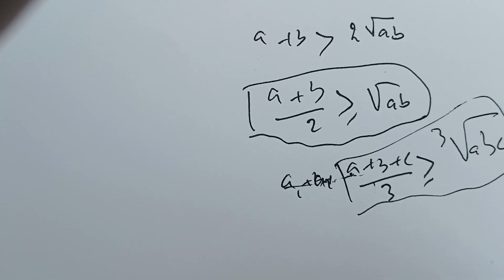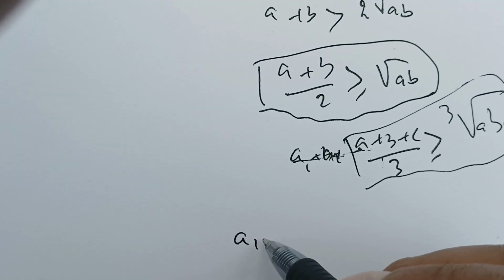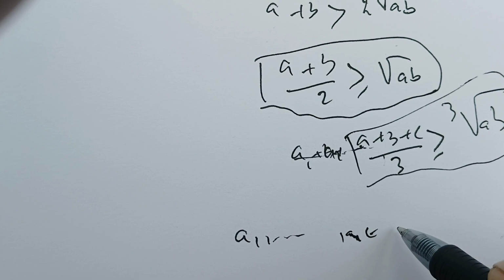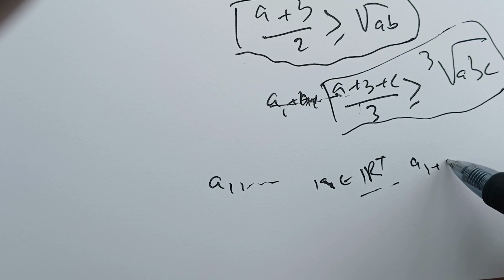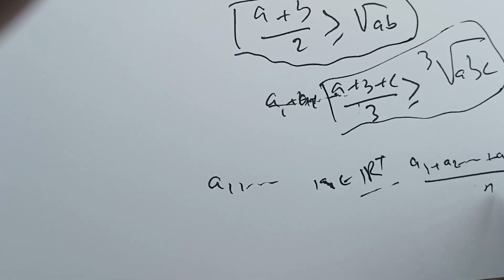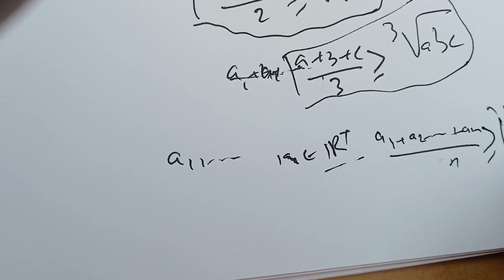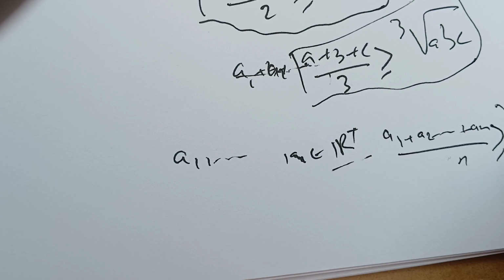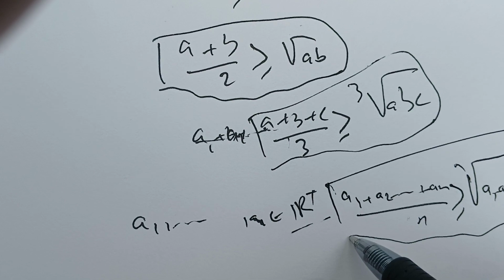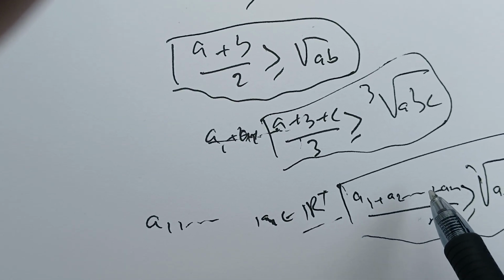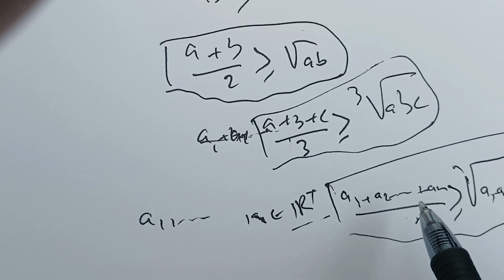for n numbers, if we assume that we have positive numbers a1, a2, up to an in R plus, that means positive, then we have (a1 + a2 + ... + an)/n is greater than or equal to the nth root of a1 times a2 times a3 up to an. Okay, this is very famous and we will need it. And the general proof requires some work. We will see if we can prove this one later.